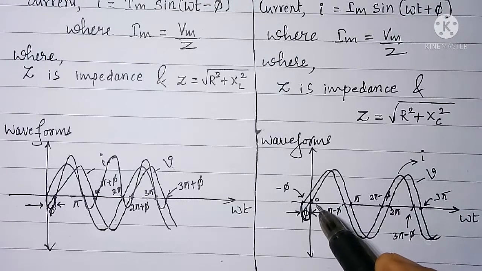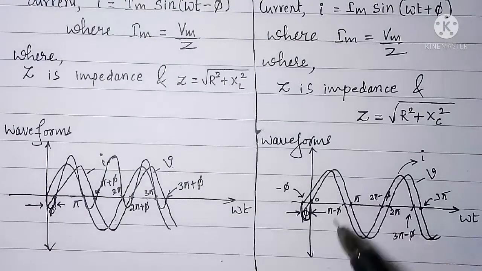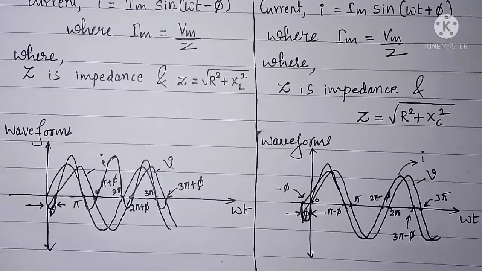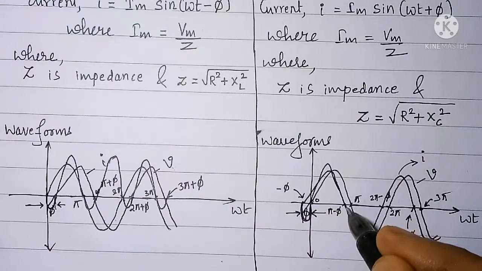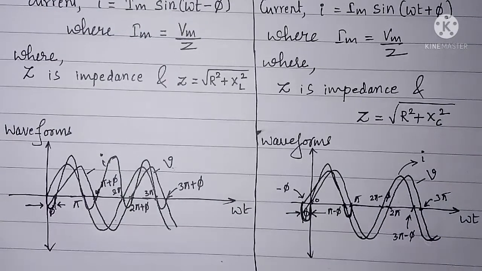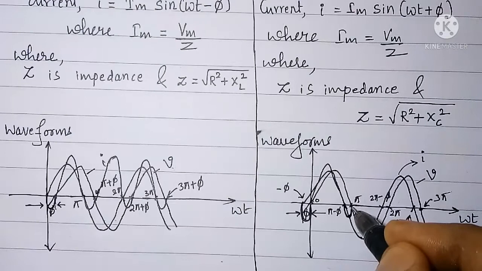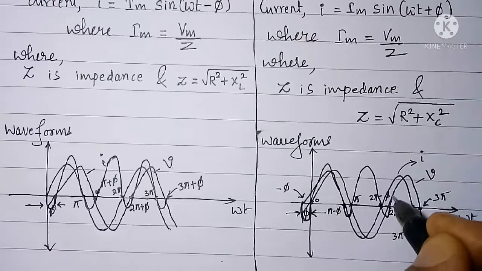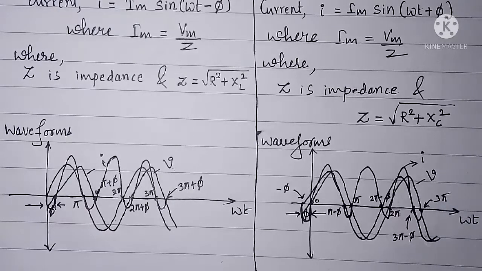From 0 to pi minus phi, both voltage and current are positive. So the product will be positive. From pi minus phi to pi, current is negative and voltage is positive. So the product will be negative. Similarly, we can continue and draw the remaining part of power curve. This way.